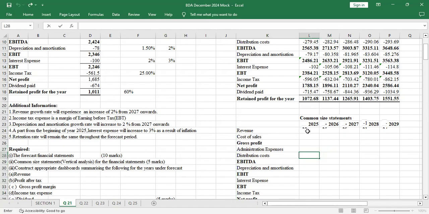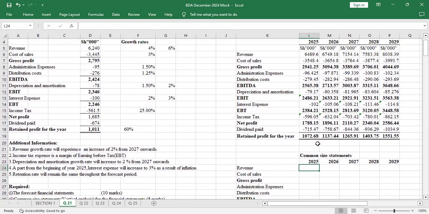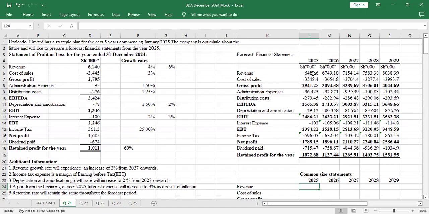Okay, so I'll start with the revenue. When you're doing vertical analysis, the base or the benchmark is always the revenue. You use revenue as the base when you are analyzing the statement of profit or loss. If it was a statement of financial position and you were doing the vertical analysis, the base would always be the total assets. That's the only thing you have to know. In this case, we are dealing with the statement of profit or loss, so our base will be the revenue.